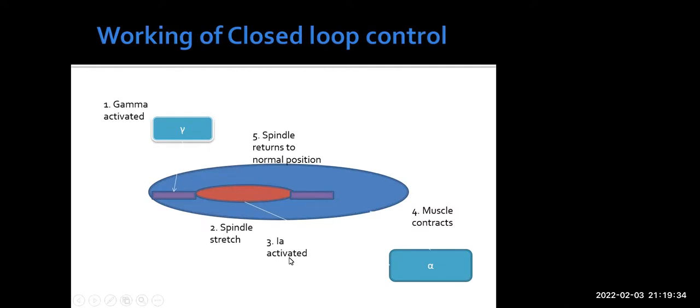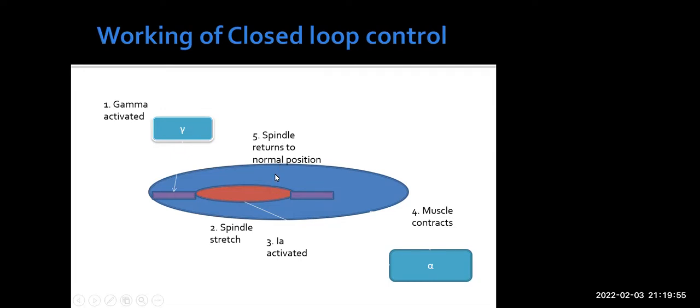Like a fiber, which in turn will activate alpha, and that will cause the muscle to contract. And once the muscle contracts, then the spindle will be coming back to how it was, like normal.